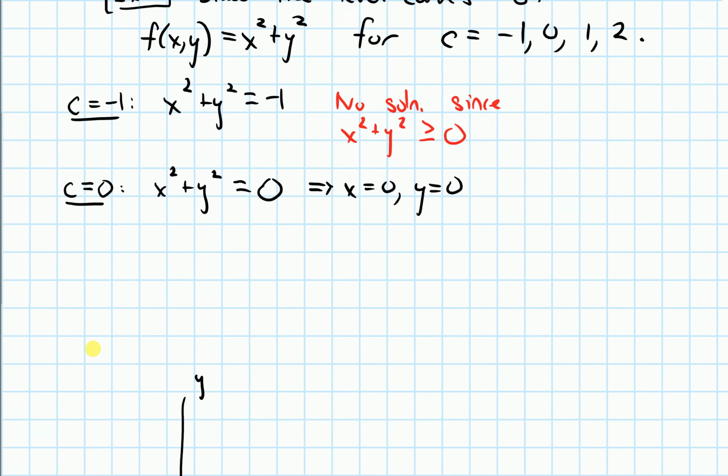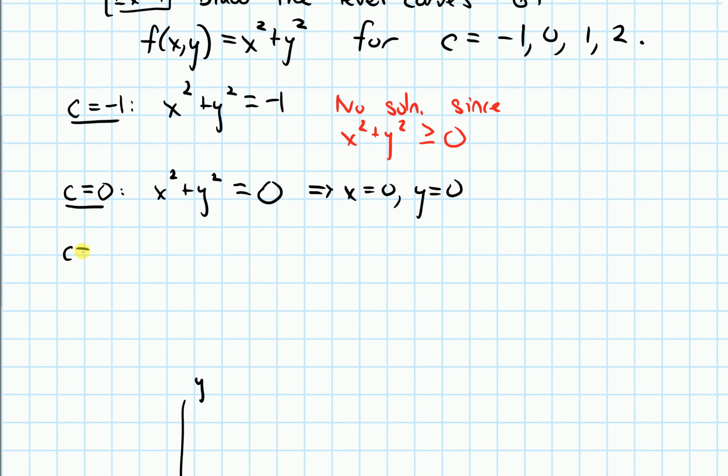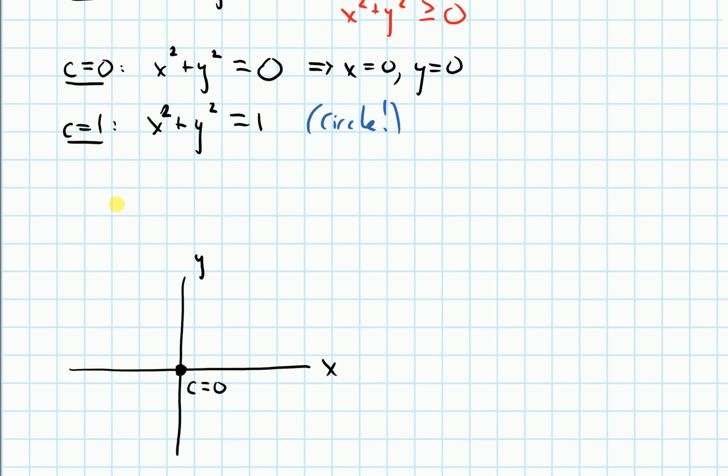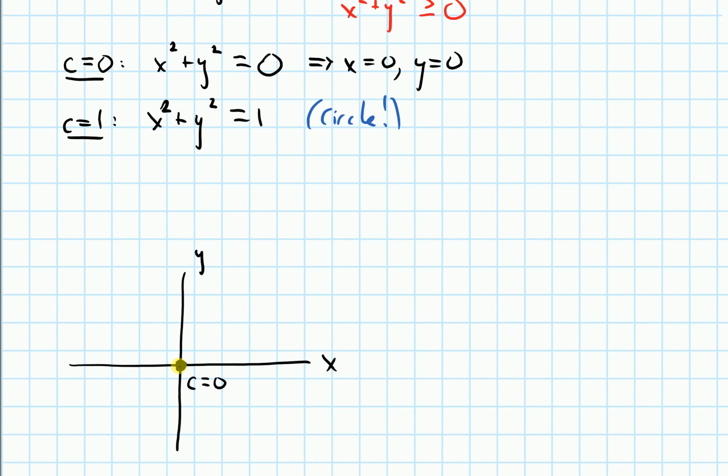All right, so next let's do c equals 1. Setting c equal to 1, I set my function x squared plus y squared equal to 1. And what is this graph shape? Well, that is a circle. The center of that circle is at the origin, and the radius is 1. So we'd go up a height of 1 in every direction from the origin. So I draw in this circle of radius 1. And that's the level curve for when c equals 1.